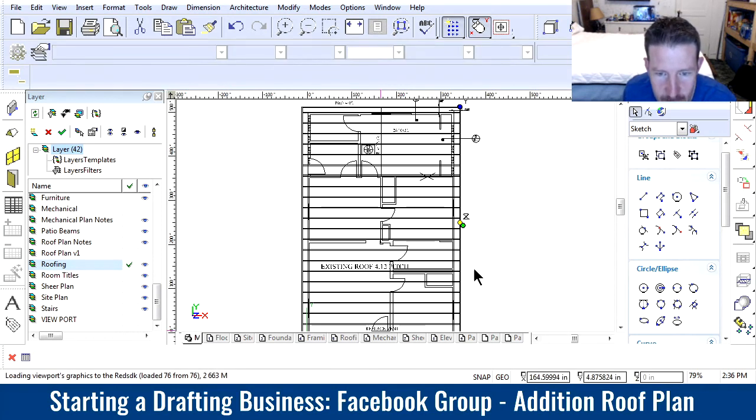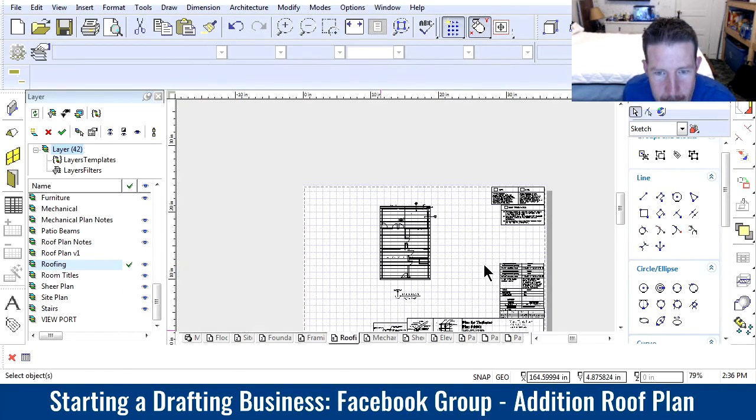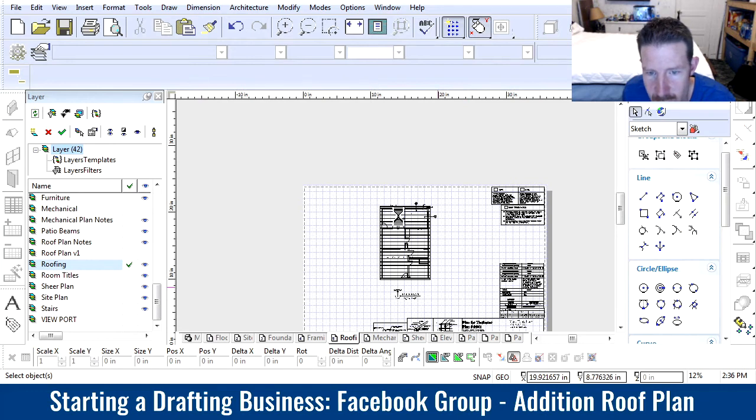Let's take a quick gander at what it looks like. Beautiful. Disney roof, addition, all that. Great.